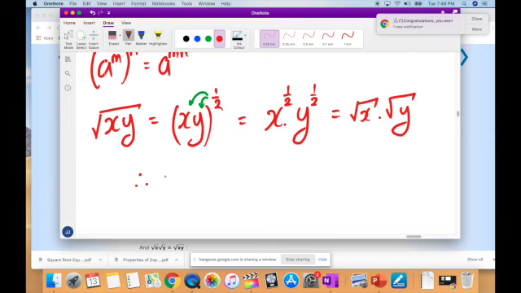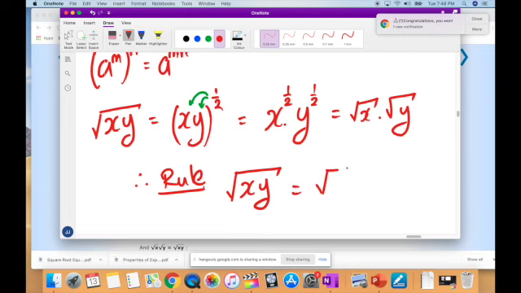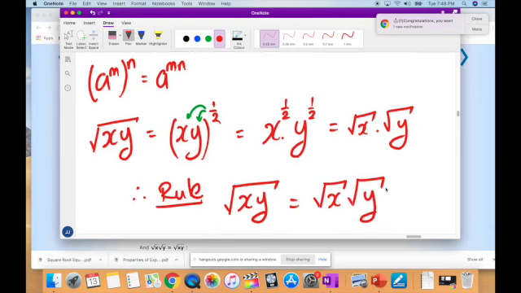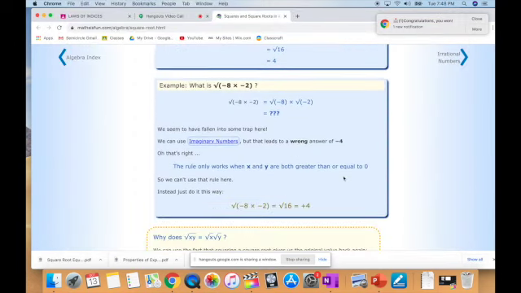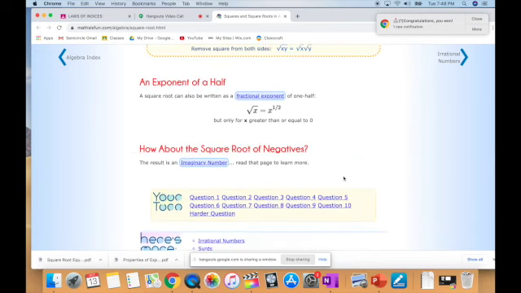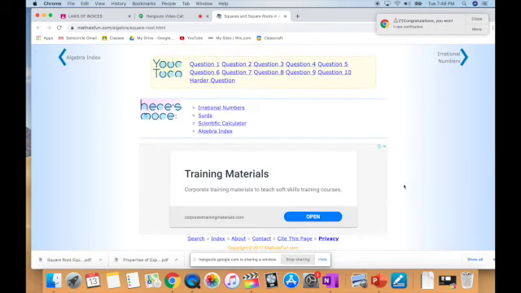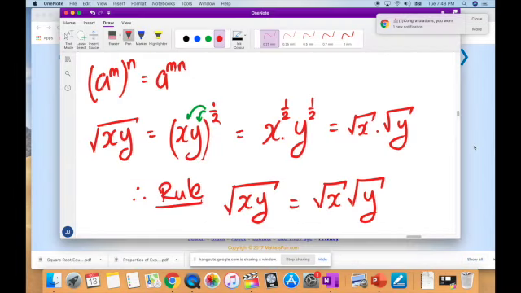Therefore, the rule is, if I have the square root of a product being multiplied, it doesn't matter, it could be x, y, z, p, q, r, s, I could actually split it up like this. Just no, sorry, not like that, but like this. You all understand why? Yes, sir. Okay, I think that is it.